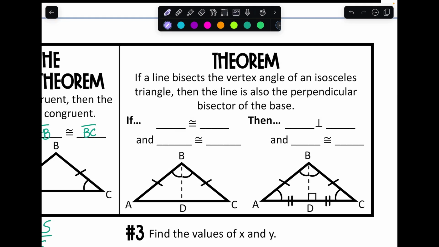All right, this next theorem is a little bit different. Let's go ahead and read it and highlight the vocabulary words as we read because this has a lot of vocab words in it. If a line bisects the vertex angle of an isosceles triangle, then the line is also the perpendicular bisector of the base. So let's go ahead and look at that word bisect. Remember, to bisect something means to cut it in half, or it creates two congruent parts.